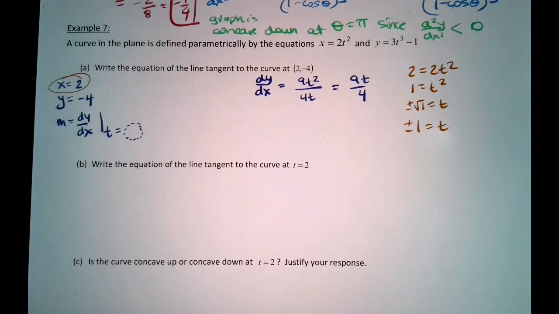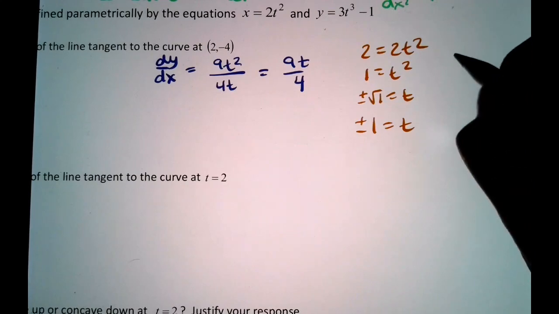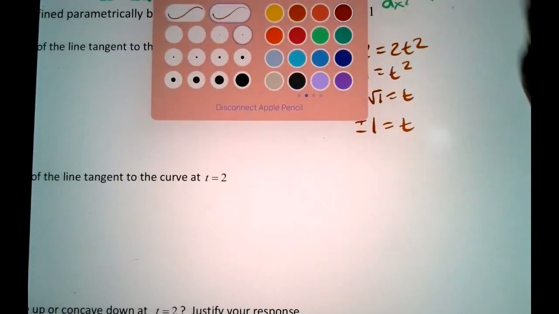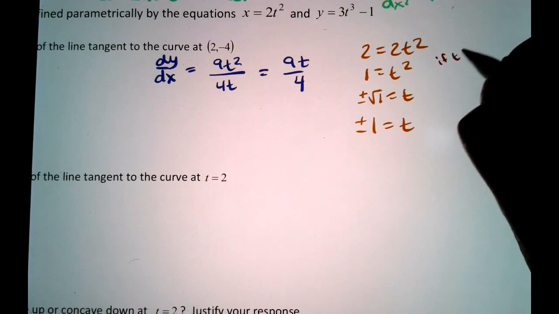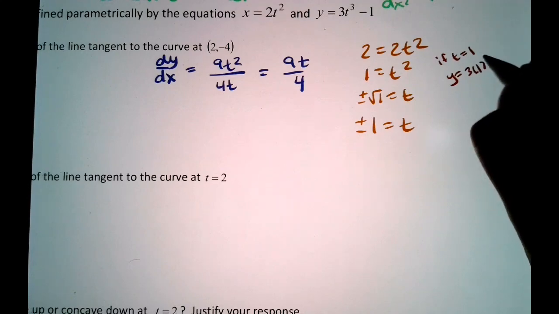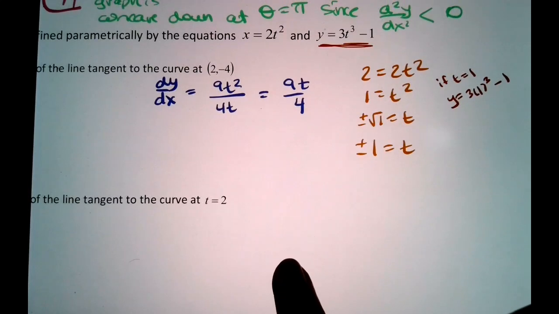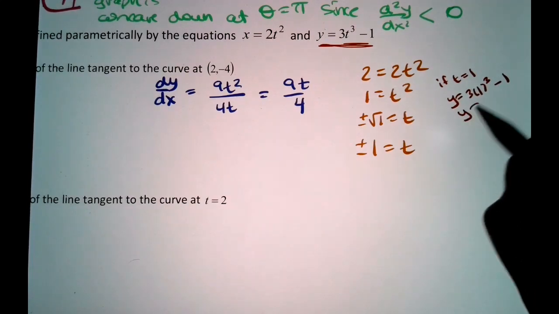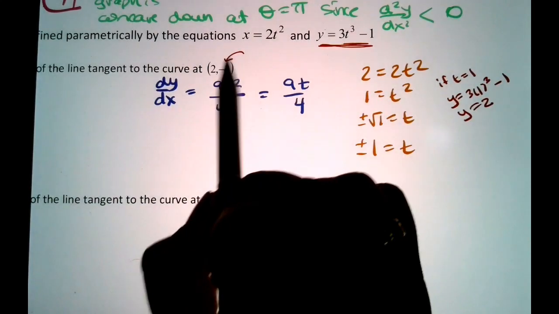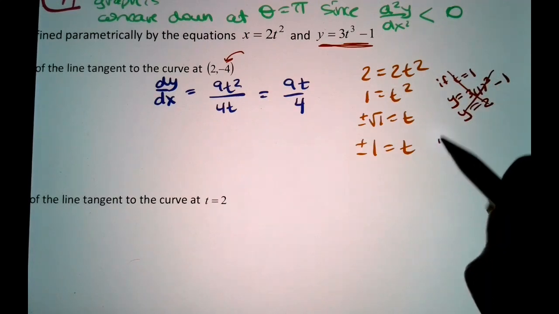Okay, so let's think about it. Let's come in here and say, all right, if, change colors, so I'm thinking about this. If t equals 1, then y equals 3 times 1 cubed minus 1. That's just my rule for y. I'm just going back up here and playing around with it. If t is 1, I already know that would give me that x is 2. But unfortunately, it tells me that y is 2, and that's not what I see on my ordered pair. So that's not right. So that must mean that t is -1.